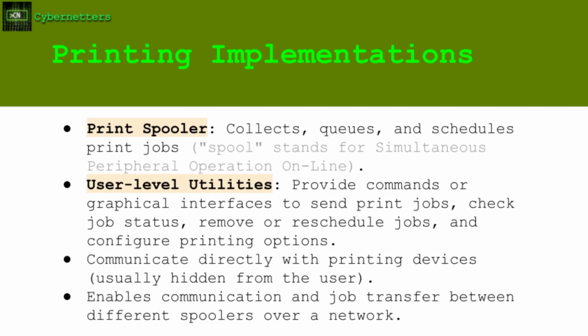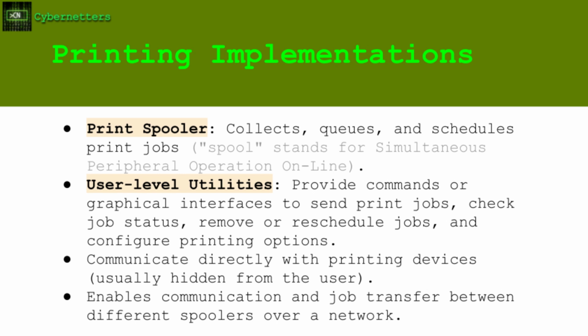So let's go deeper into the components of printing in Unix and Linux. This involves two key components, which are the print spoolers and the user level utilities. The print spooler is responsible for collecting, queuing, and scheduling print jobs. The term spool stands for simultaneous peripheral operation online, which basically means that instead of sending the print jobs directly to a printer, they're queued up and processed in order, which allows multiple users to print without conflicts.